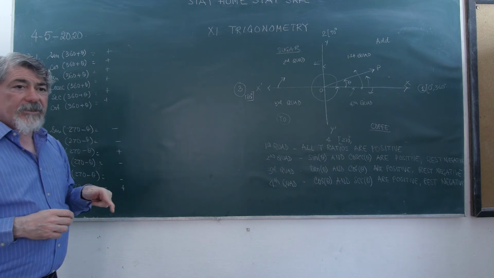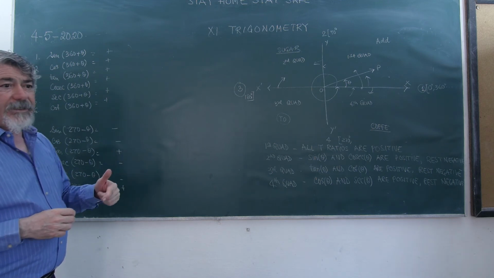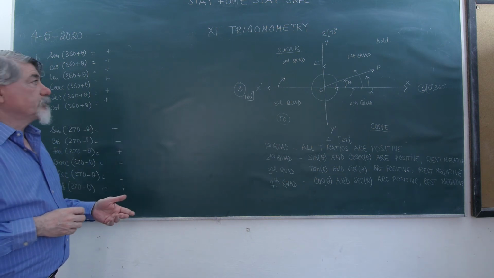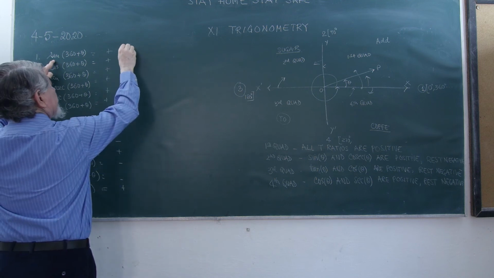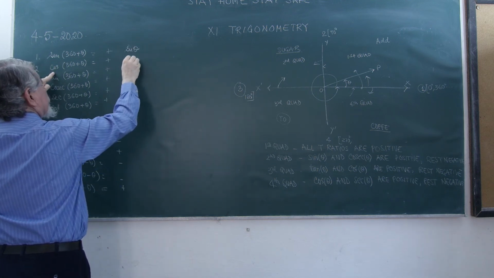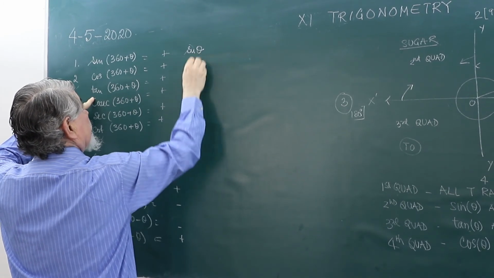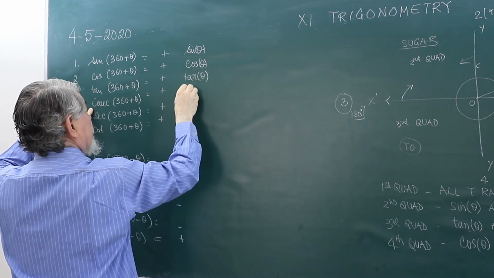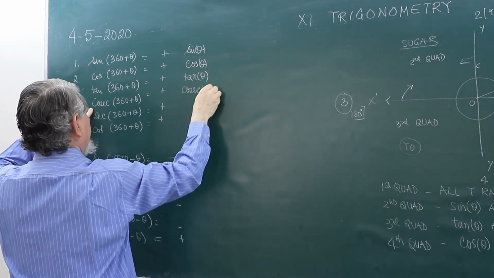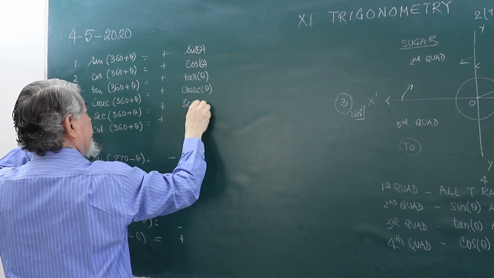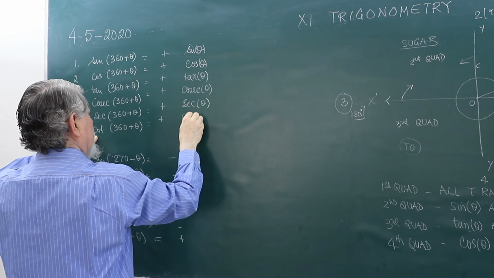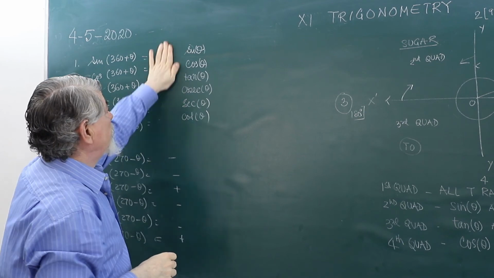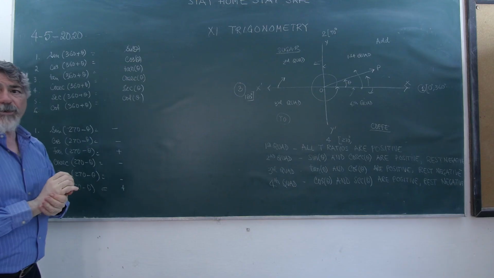And since it is a multiple of 180 or 360, sine is going to remain sine, cos will remain cos. So sine 360 plus theta is sine theta, cos will remain cos, tan will remain tan theta, cosec theta, cosec will remain cosec, sec will remain sec theta, and cot will remain cot theta. And signs will not change. We don't write plus, I have just written it to show, but when we have no sign, that means all are plus.